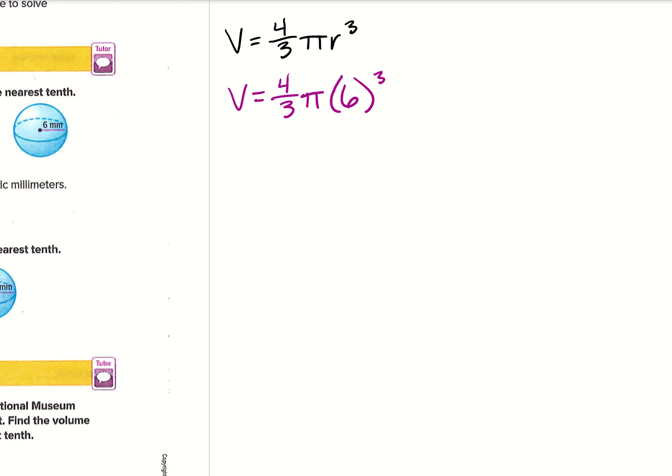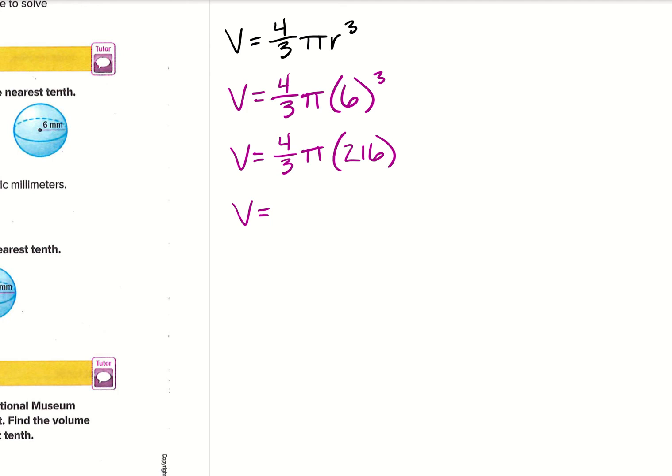From here, we can just rewrite it and then find 6 to the third power. I don't know that off the top of my head. I know it's 36 times 6, which will give us 216. Now we can multiply all these together in our calculator.